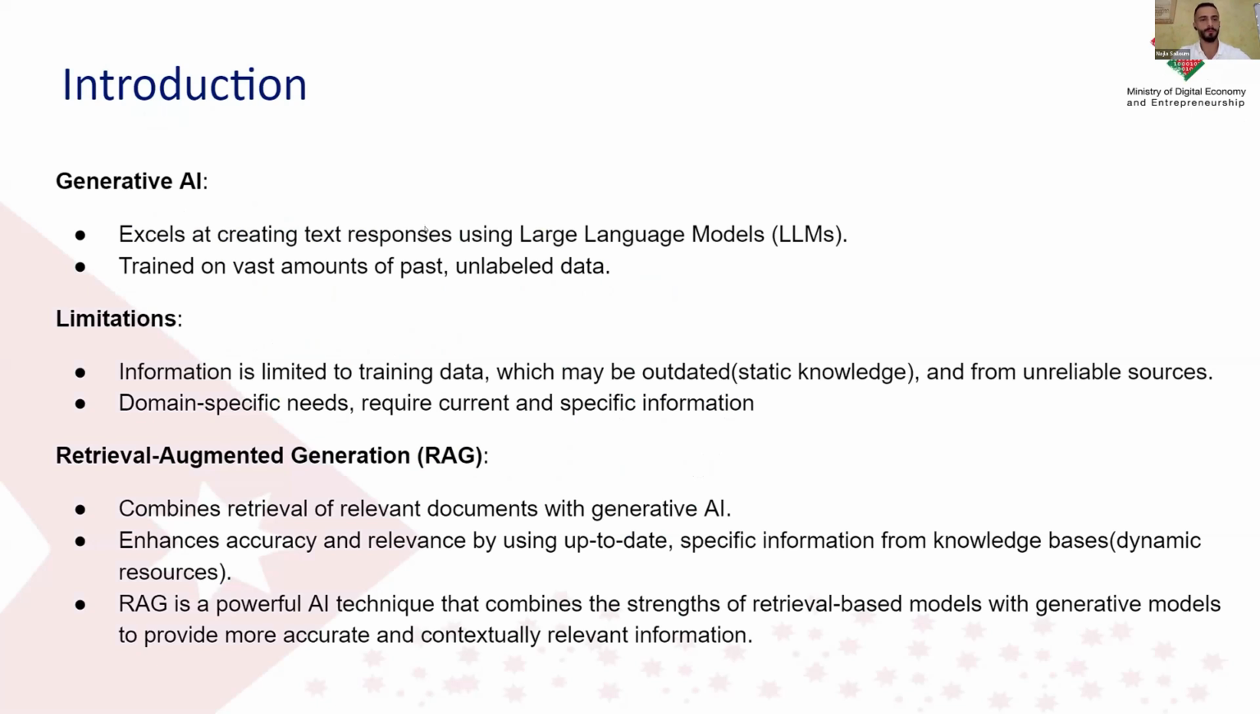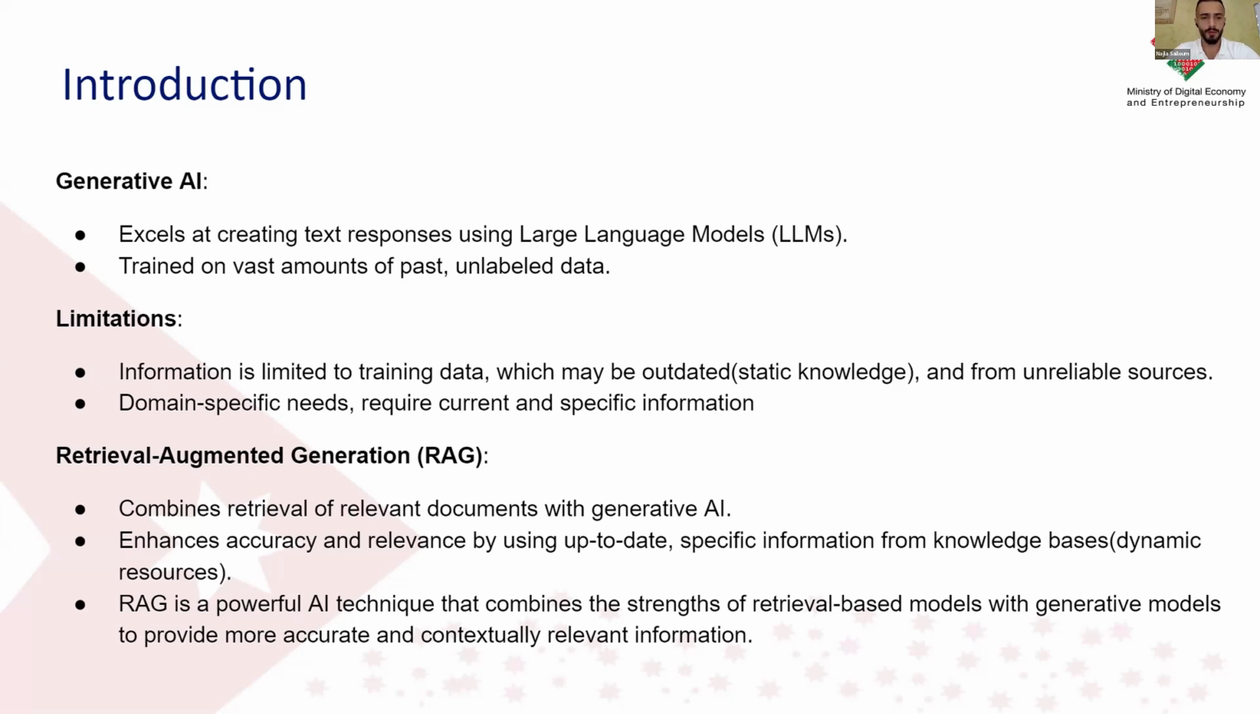So first of all, I believe we talked a lot today and yesterday about generative AI. Obviously, generative AI excels at creating text responses using large language models, since the transformer architecture was first found in 2020. Large language models, as we all know, are trained on vast amounts of data. Most of this data is unlabeled.